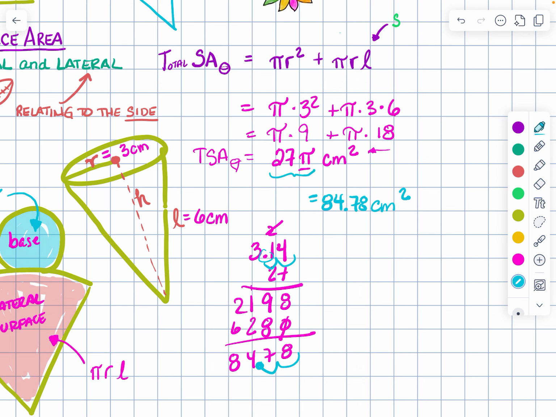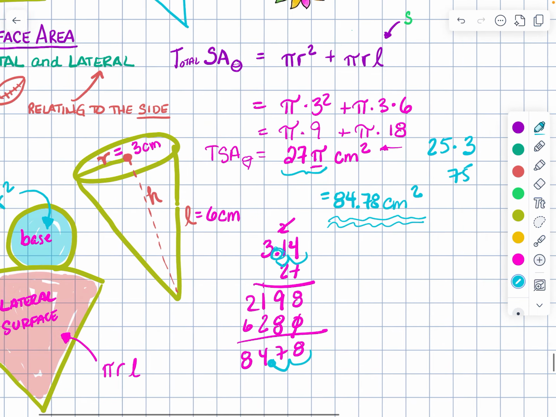And one thing that I like to do is look at and guess to see, does this answer make sense? So instead of 27, I'll use 25. Instead of 3.14, I'll use 3 because I can do it in my head. 3 times 25 is 75. So this is in the ballpark. If I were to get 8,478, I'll know, oh, I did something wrong. Maybe I didn't deal with my decimal.